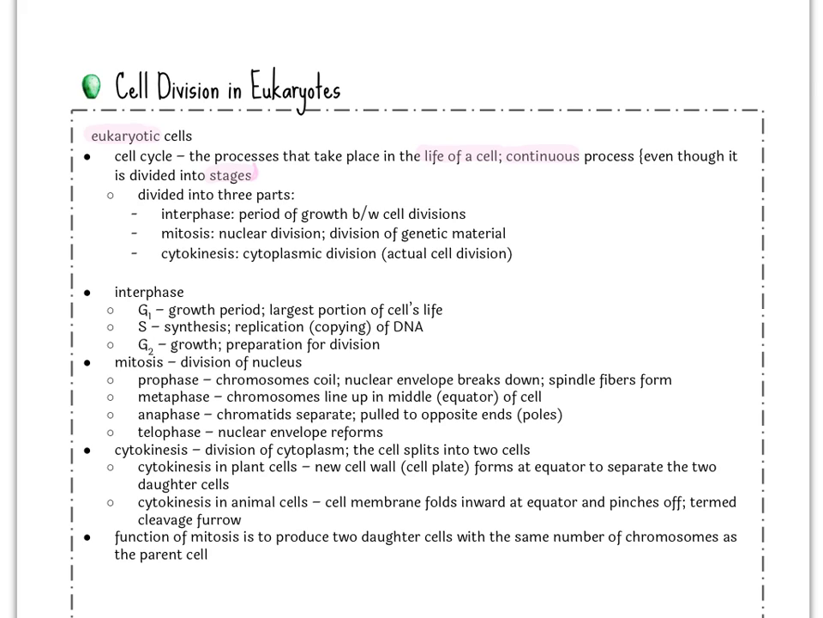So the cell cycle is divided into 3 parts. First up, we have interphase, and that's the period of growth between cell divisions. So when the cell's not dividing, it's basically in interphase. And then we have mitosis, which is the nuclear division, or the division of the nucleus. And when we divide the nucleus, we divide everything inside of it, which includes the genetic material.